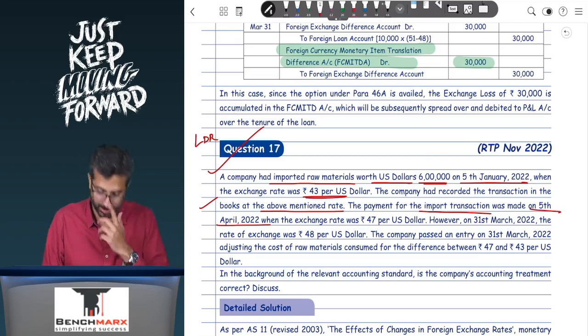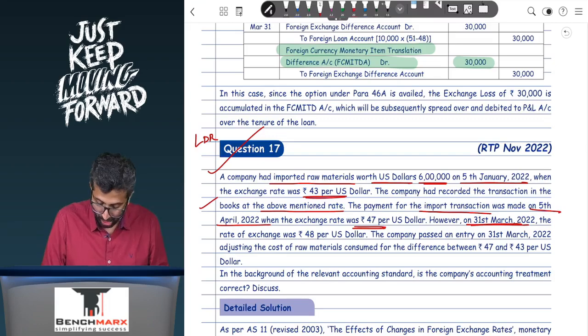You will have to remeasure this payable when the exchange rate was rupees 47 per dollar, but this is the exchange rate on 5th of April. However, on 31st March 2022, the exchange rate was 48 per dollar.